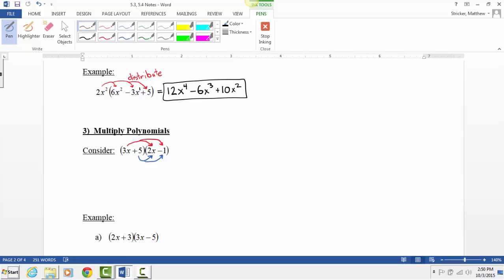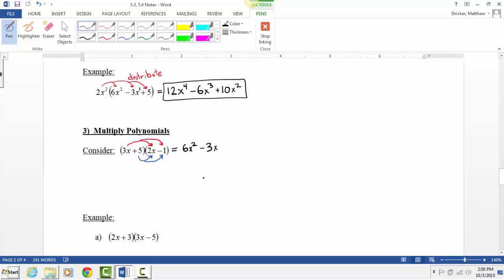Okay, so when I multiply that out, starting with the red first, I have 3x times 2x. So we take 3 times 2 is 6. And x times x is x squared. Then we move on to the second red. 3x times negative 1. So now we have a positive times a negative. 3 times negative 1, that's going to be a negative 3. And then that x stays with it.